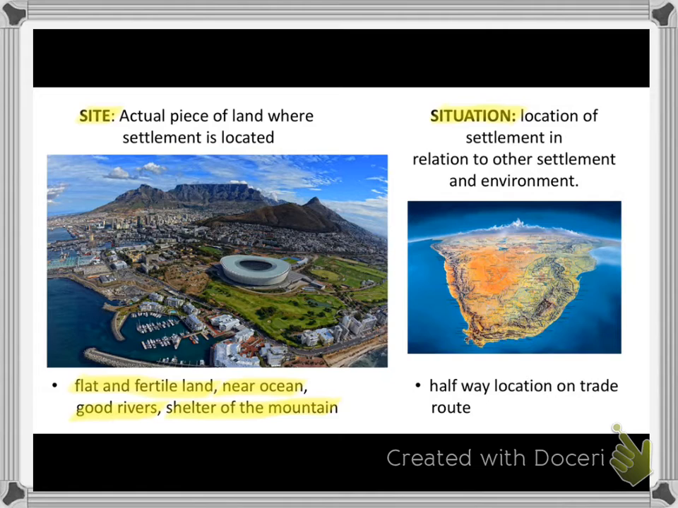Then situation. This is the location of a settlement in relation to other settlements and the environment. The example they give you is a halfway location on trade routes. You might be in the middle between two trade routes, and as a result, you will get people traveling through your place. Another example, like Kimberley, could be a center for the surrounding places like Jacobsdal and Ritchie. They buy all of their stock and get their services from Kimberley.